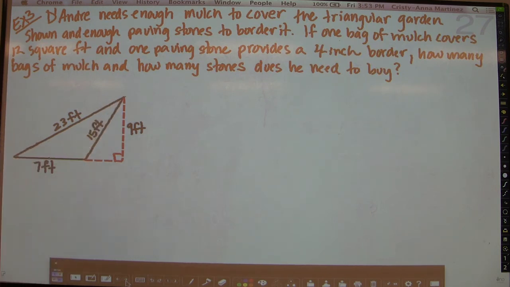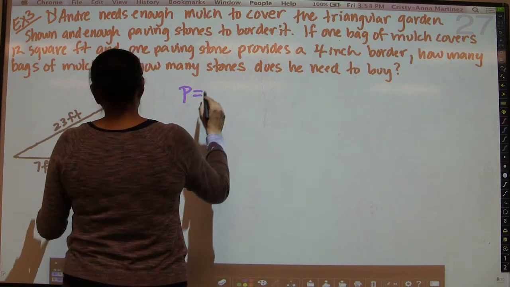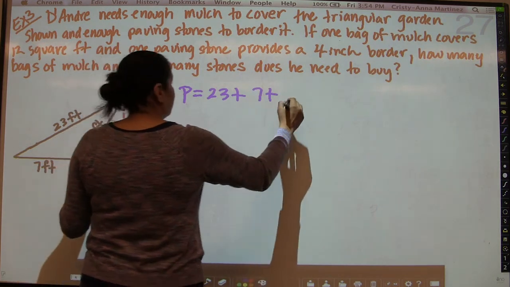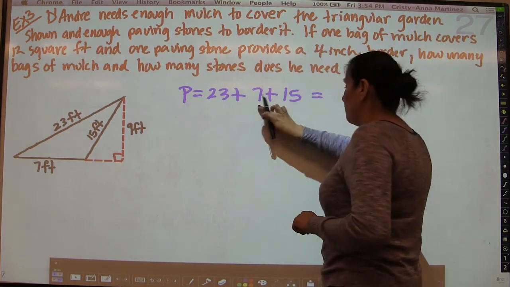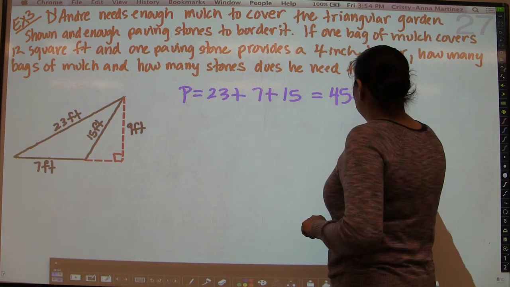So that's going to be this part. And that's actually easy because we know that the perimeter is just to add up all the sides. So in this case, our perimeter is going to be 23 plus 7 plus 15. So 23 plus 7 is going to give us 30, and 30 plus 15 is going to give us 45 feet that we need to border.